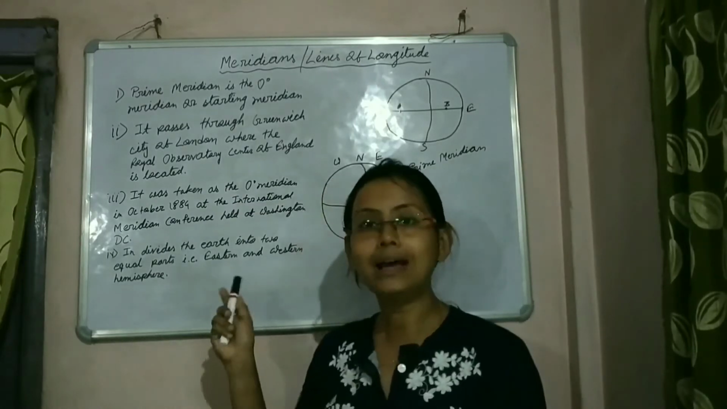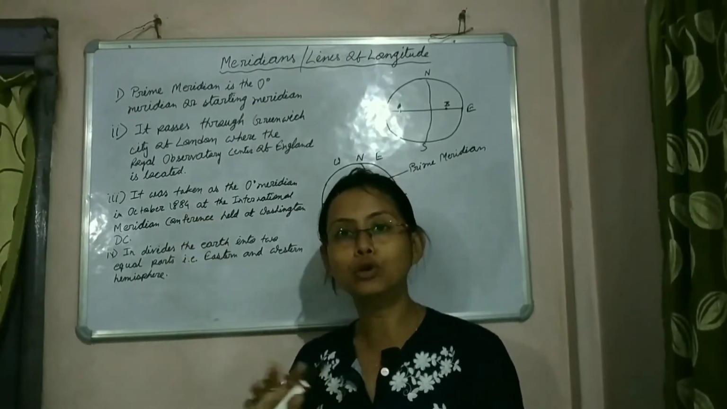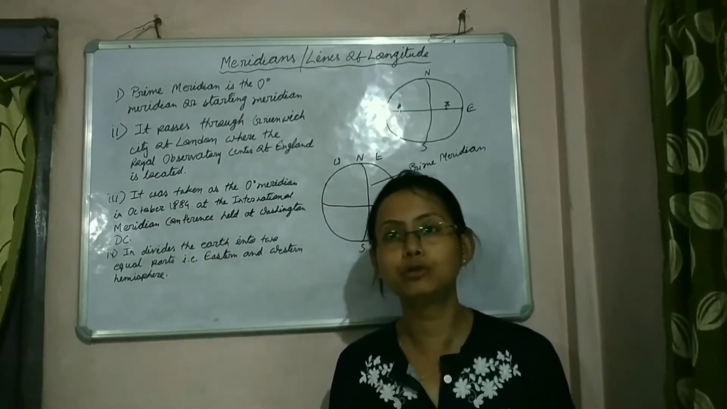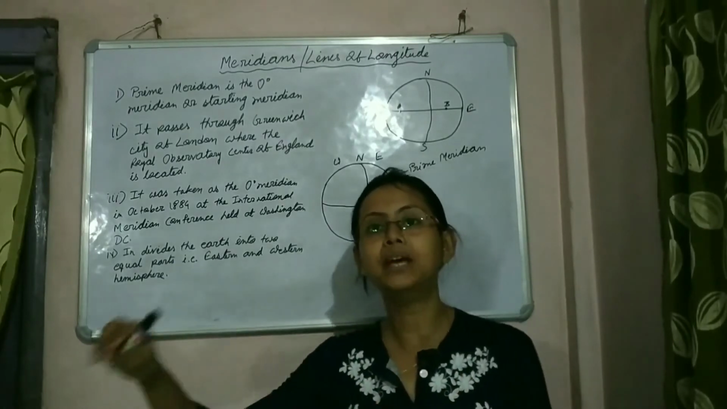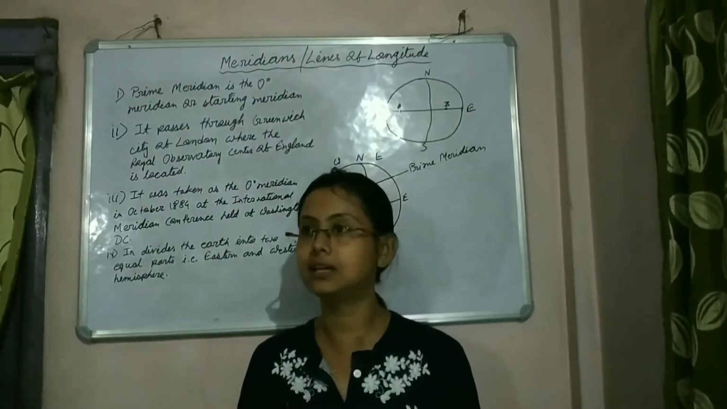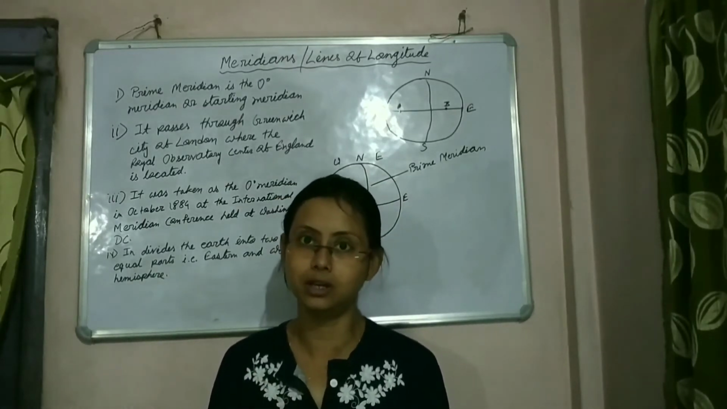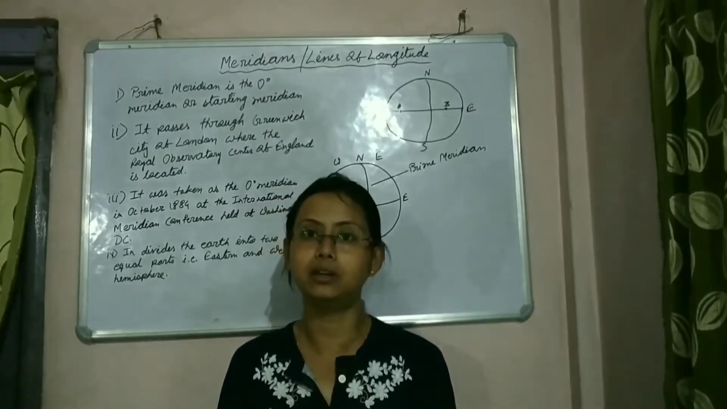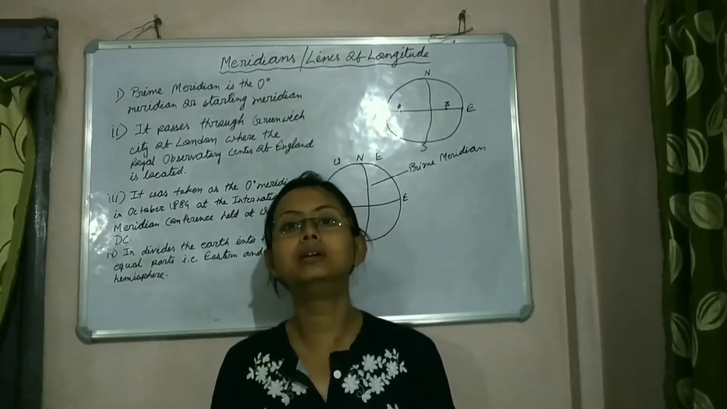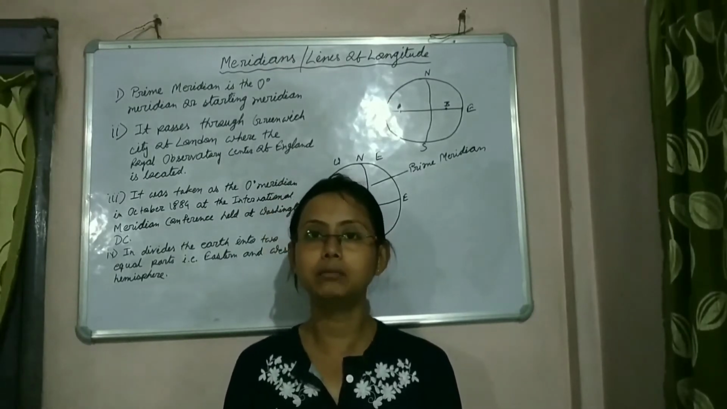Now, why was this conference held? Because before 1884, most of the major European countries used to consider different meridians as the 0 degree meridian. For example, France used to consider the Paris meridian as their prime meridian. The meridian which passes through Paris, they considered it as their prime meridian. Germany used to consider the Berlin meridian as their prime meridian. Similarly, Denmark used to consider the Copenhagen meridian as their prime meridian.